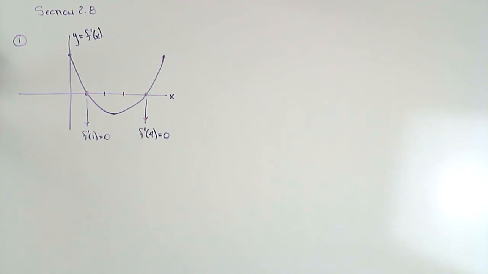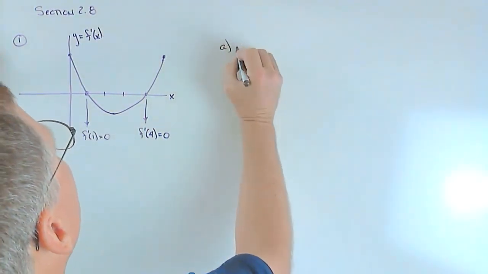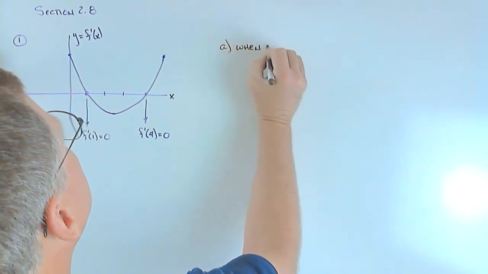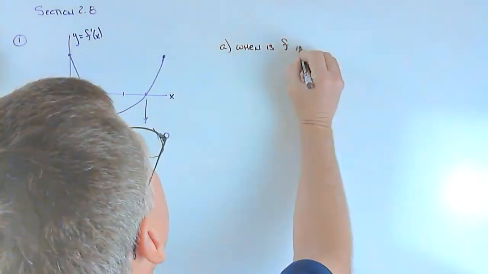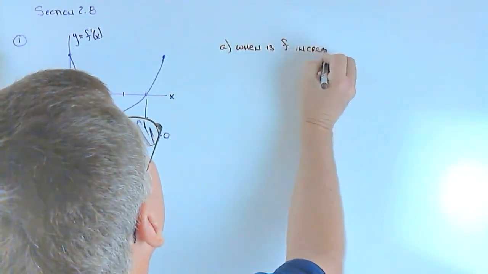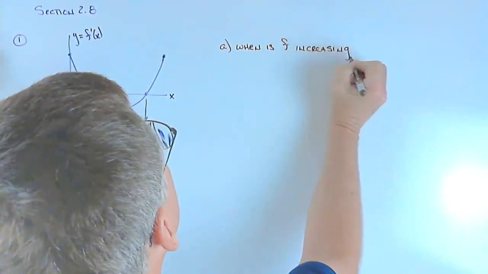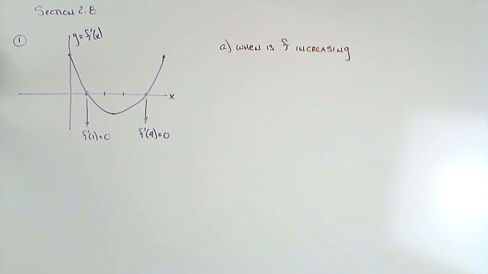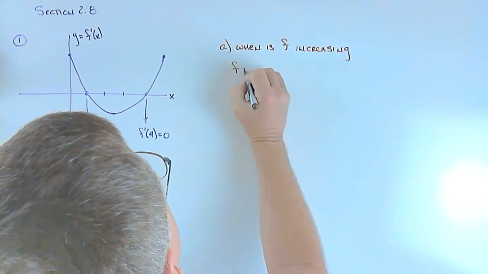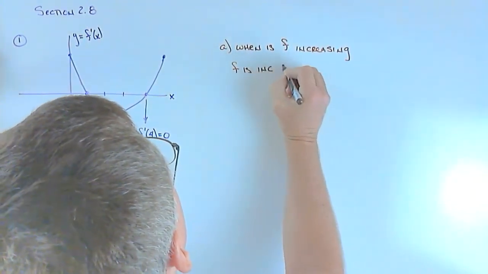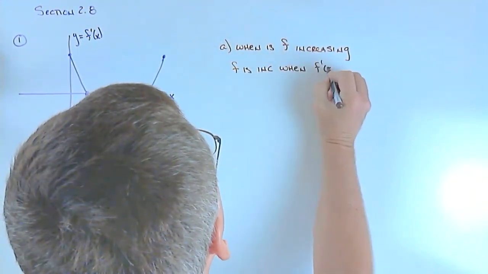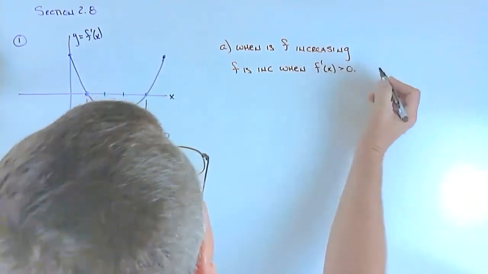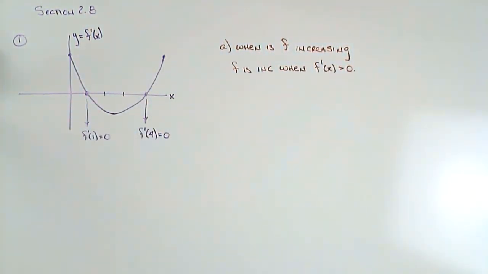So part A says, when is f increasing? So they want to know when our function is increasing. And we've been told in section 2.8 that f is increasing when f prime of x is greater than 0. That's our definition of when a function is increasing.